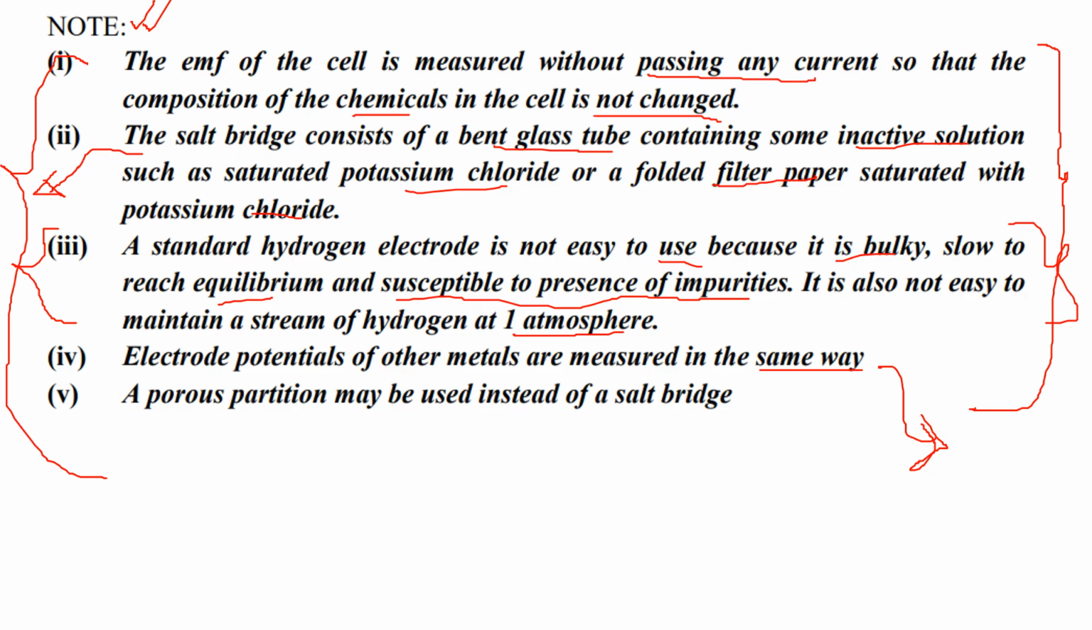Now looking at note 5, we are going to say that a porous partition may be used instead of a salt bridge. So this one may be examined, whereby we may ask you, apart from a salt bridge, which other material may we use to partition the two half cells? So here you can say a porous piece of paper or a porous material, anything like that, for as long as it's porous. That's the keyword to attain a mark under such situations.